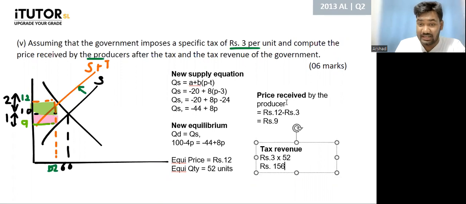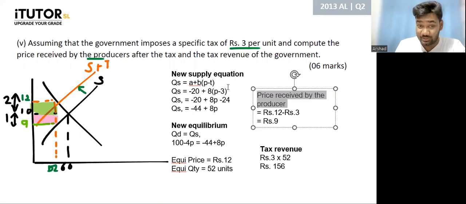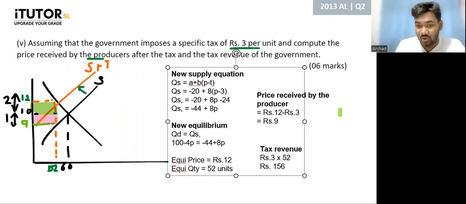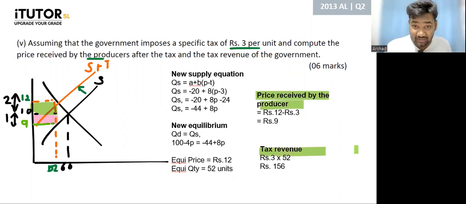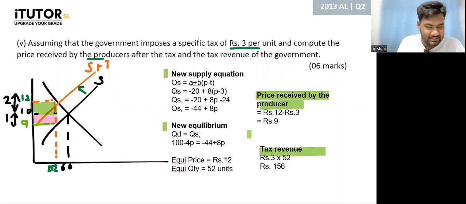Now in the question, they are only asking you these two, but for you to do these two, you have to do all the other workings. So to find the price received by the producer and the tax revenue, you have to make the new supply equation, and you have to find the new equilibrium price and quantity, right? You have to do all of that. Only then can you get to an answer. Is that okay? Fine. That's the 2013 A levels question number 2. Easy one. Done.